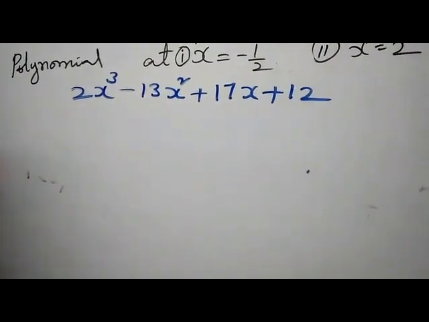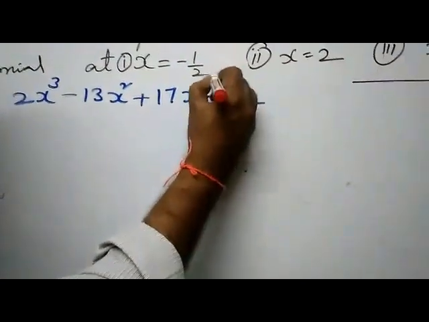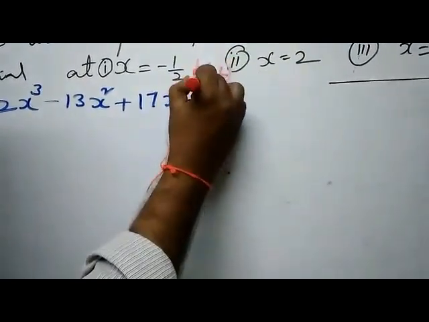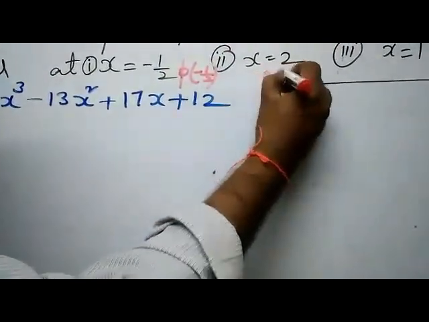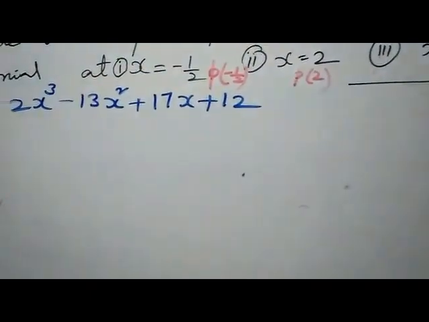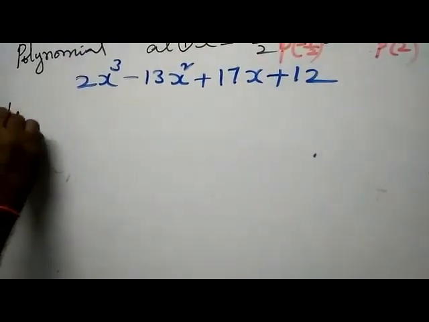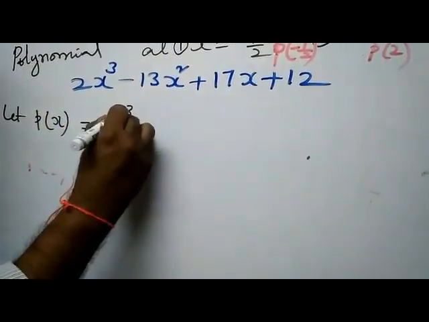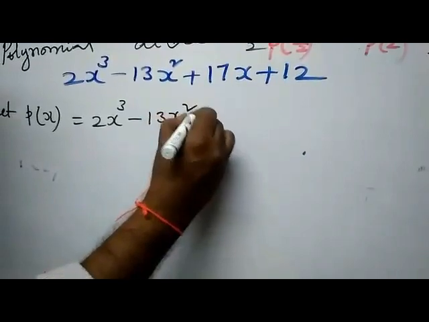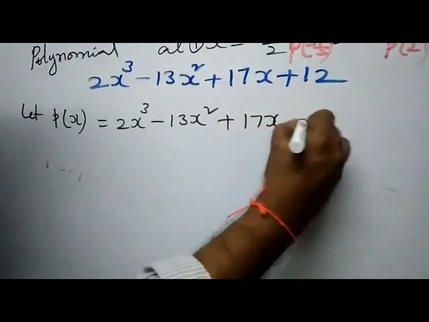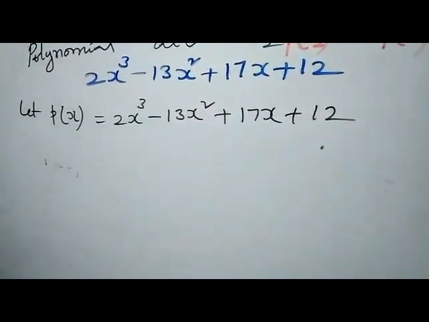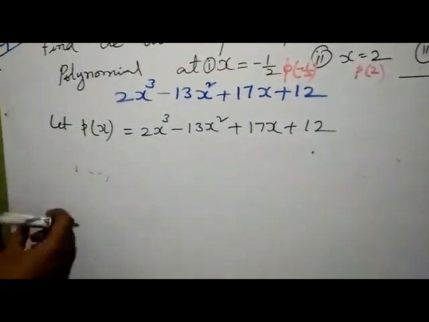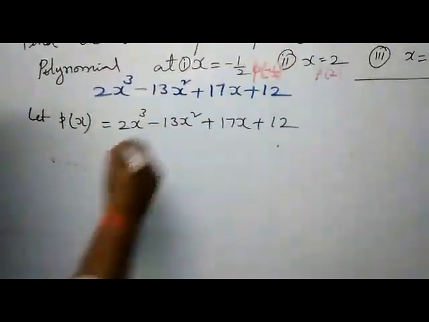We already completed P of minus 1 by 2. We got P of minus 1 by 2 is equal to 0. Now P of 2. Let P of x is equal to 2x cube minus 13x square plus 17x plus 12. Here substitute x is equal to 2.